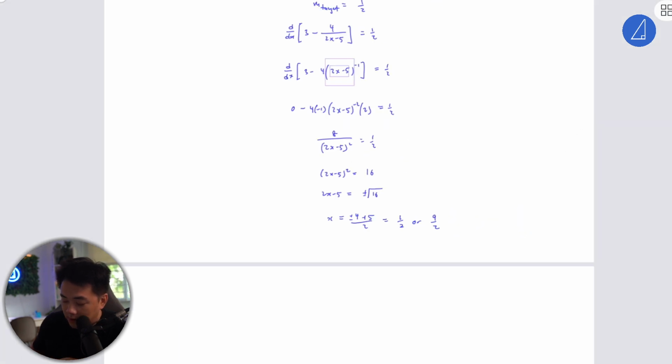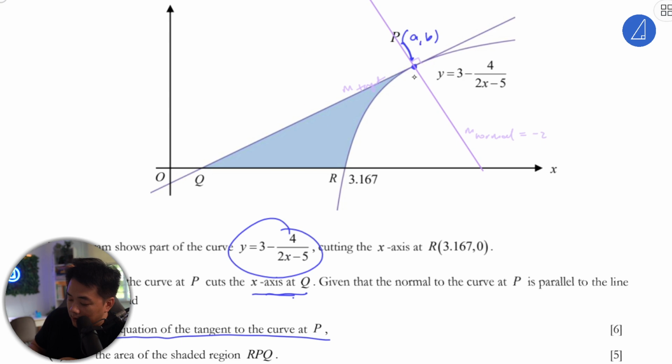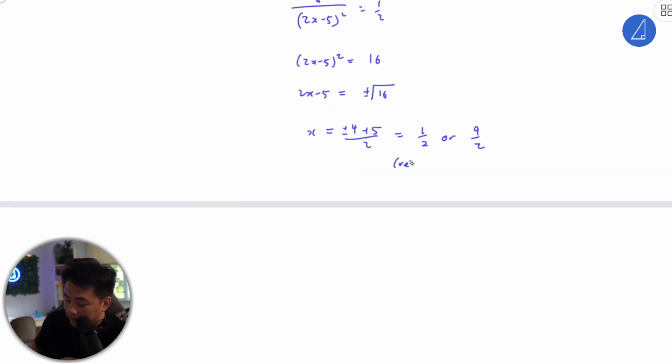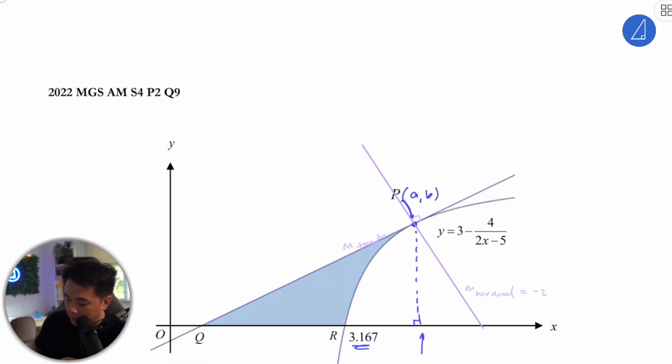Okay, so look at the diagram carefully. The x coordinate here has to be more than 3.167, so you need to reject 0.5, as x is bigger than 3.167. So we take 9 over 2. Essentially the x coordinate of P will just be 9 over 2.